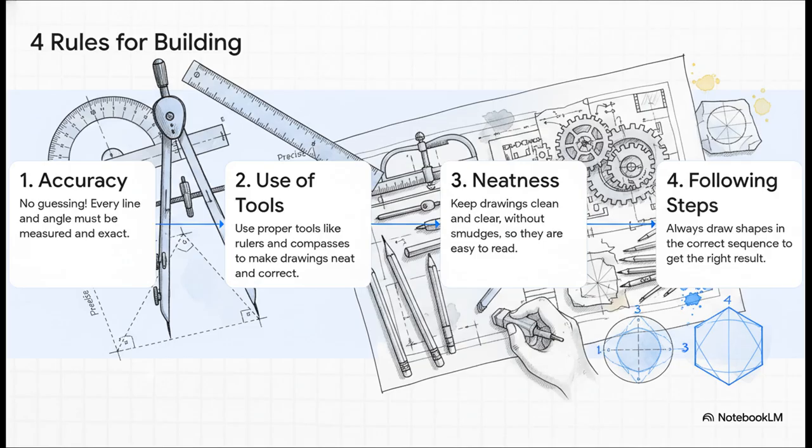First up is accuracy. No guessing. Close enough is not going to cut it here. Second, use your tools properly. That's what a ruler and compass are for, right? Third, neatness. A clean, clear drawing helps you avoid making silly mistakes. And last, but definitely not least, follow the steps. There's a sequence for a reason. If you try to skip ahead, you're just going to mess up the whole thing.